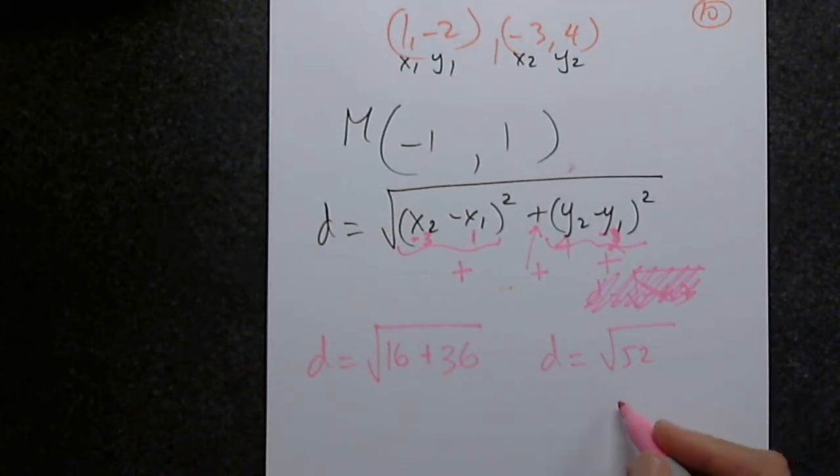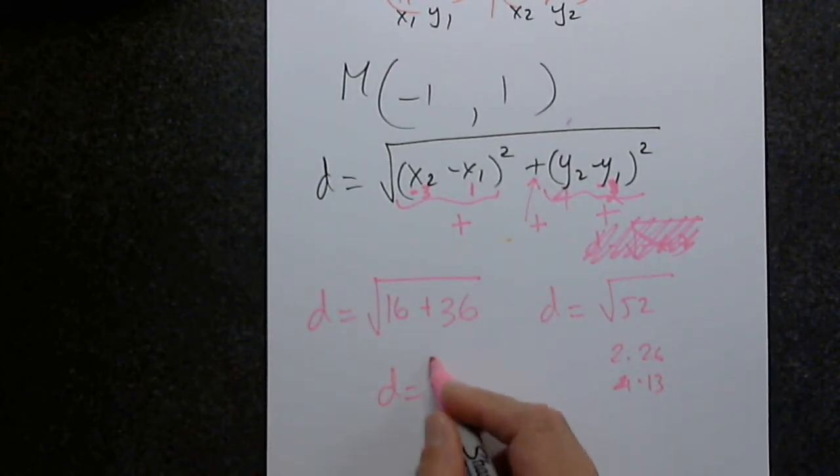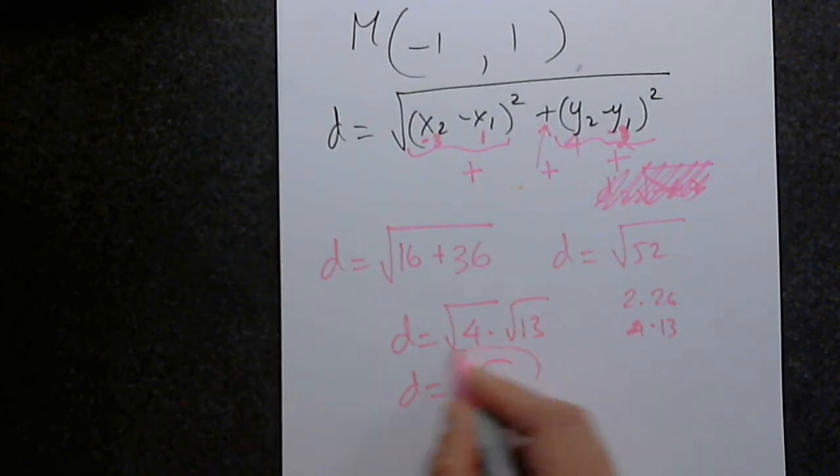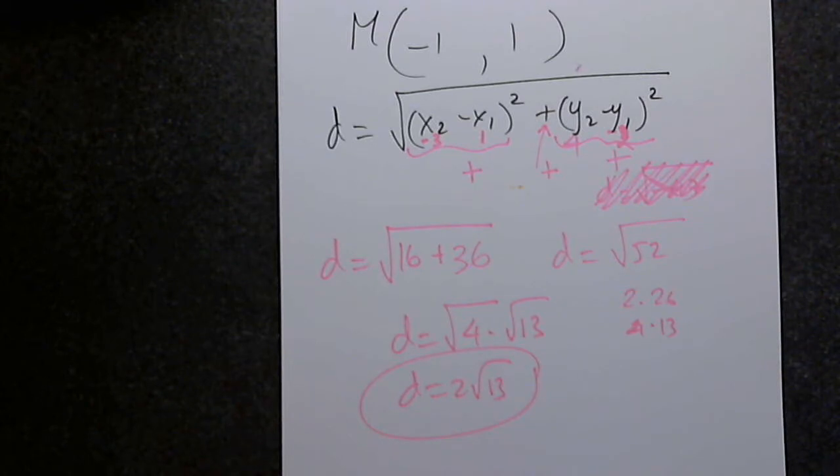And there is nothing you can do because this is 2 times, oh yeah, 4. Okay. So it's 4 times 13. So yes, we have to write it as the square root of 4 times the square root of 13, or 2 square root of 13. And that is the distance. Any questions? Do we understand how to determine the distance between 2 points? Do we understand how to determine the midpoint?